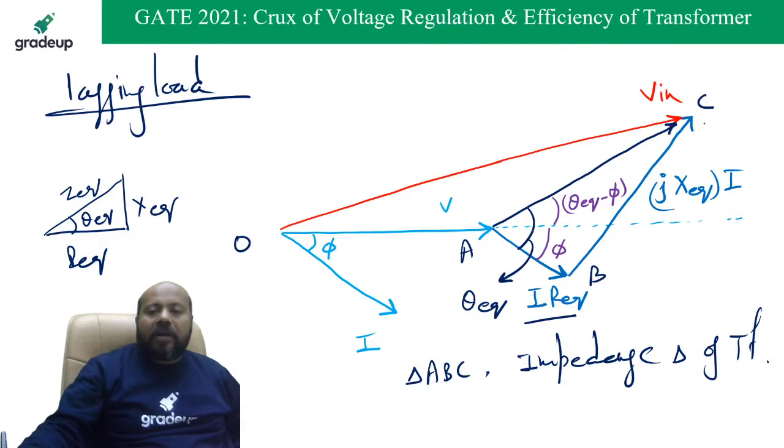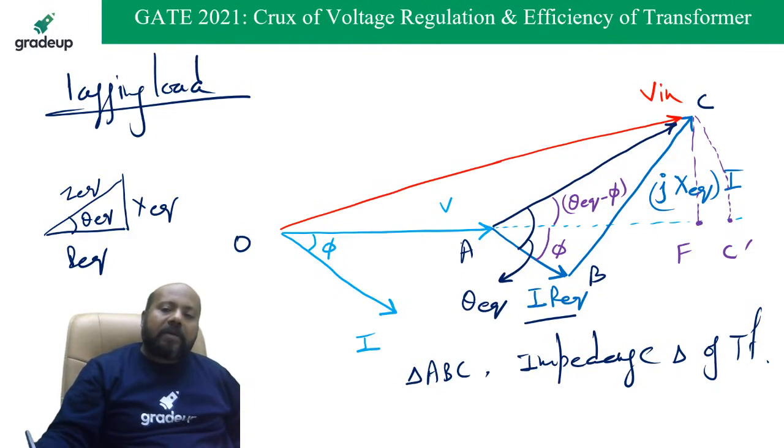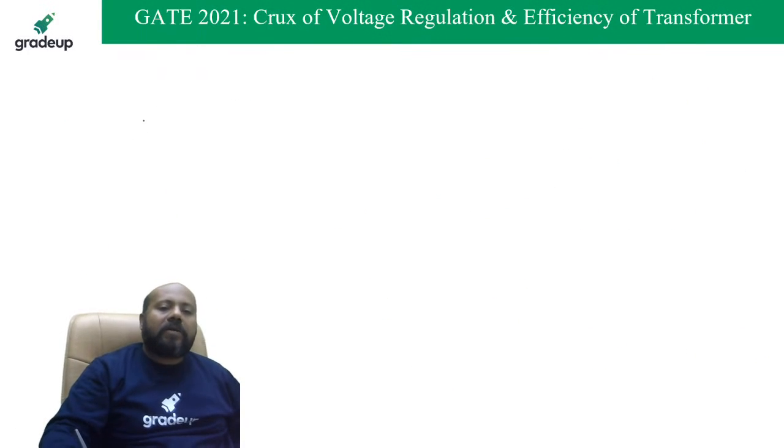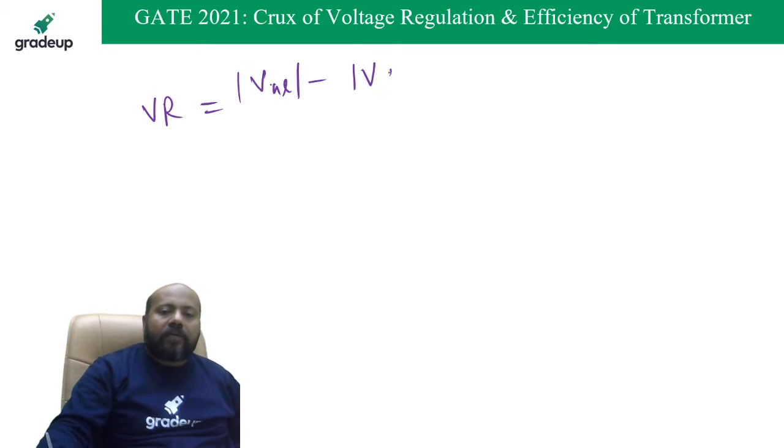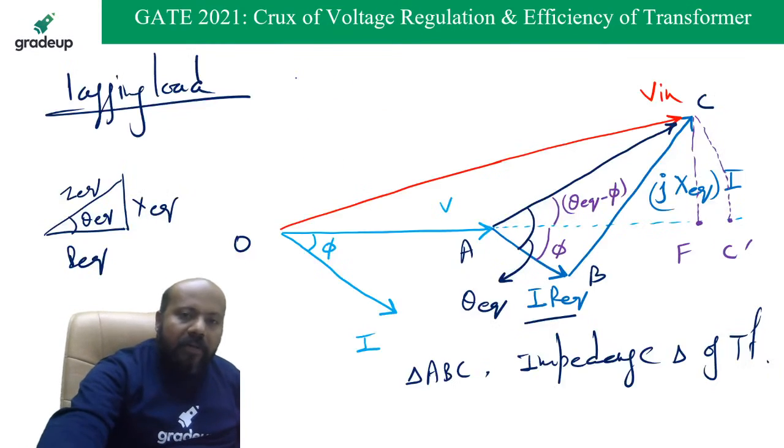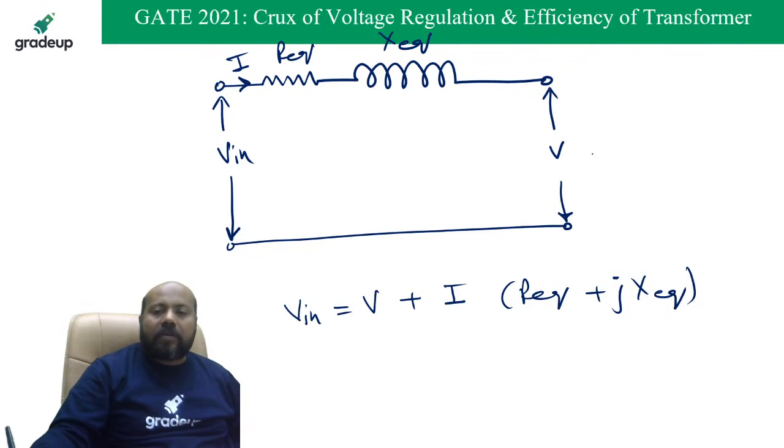Now if you take OC and you draw an arc which meets this line as C dash, and now you draw a perpendicular, and suppose this is F, and I ask you what is the voltage regulation, then you will say, sir, voltage regulation is going to be V no load minus V full load upon V full load. What is V no load? You tell me in this circuit. V no load is simply going to be V in, because no load means current is zero. If current is zero, this V is going to be equal to V in.